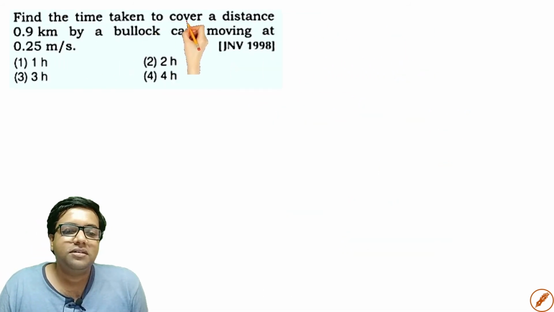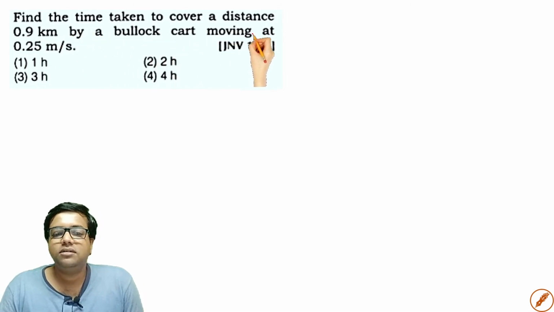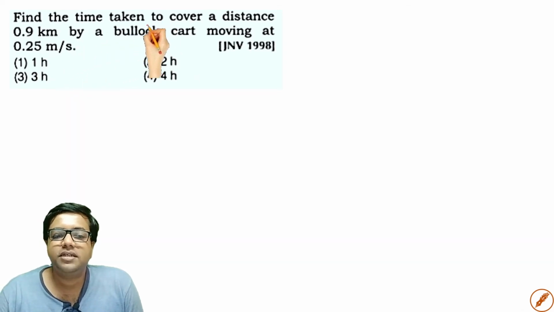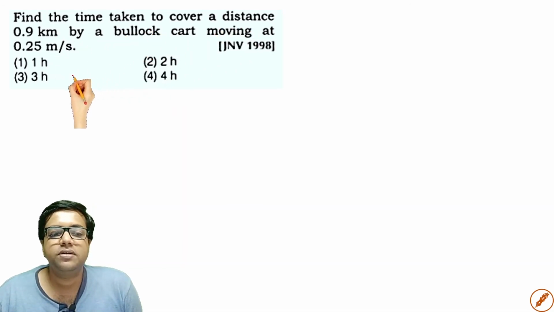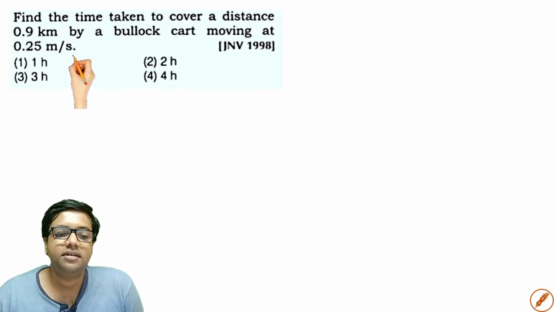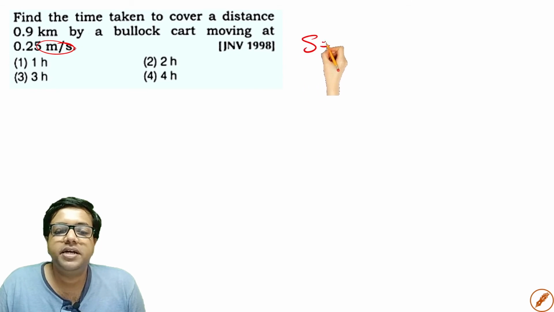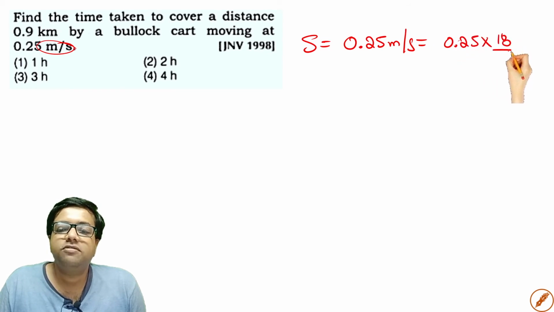Find the time taken to cover a distance of 0.9 kilometer by a bullock cart moving at a speed of 0.25 meter per second. See, again kilometer is there, speed is in meter per second, right? So speed is equal to 0.25 meter per second is equal to 0.25 into 18 by 5 kilometer per hour.